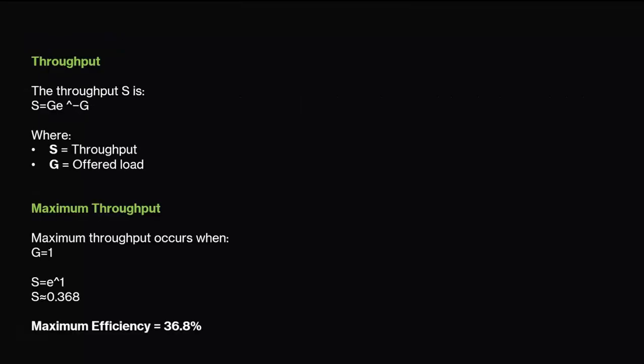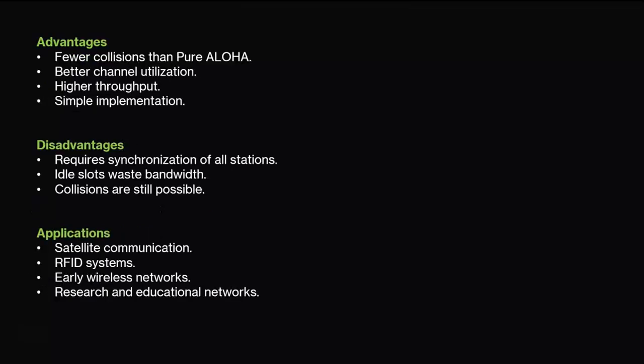Fine. Now how do we measure performance? We use throughput, which is calculated as S = G e^(-G), where S is your throughput and G is the offered load. The absolute maximum throughput happens when G is equal to 1, which gives us S = e^(-1), or roughly 0.368. So this means that the maximum efficiency of Slotted ALOHA peaks at 36.8%. When compared to Pure ALOHA, it is much better.